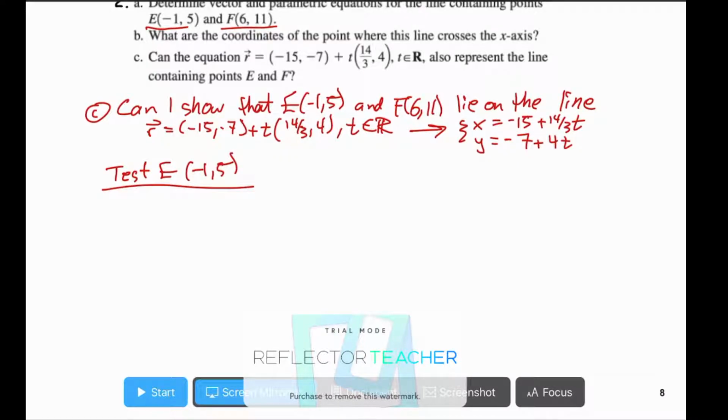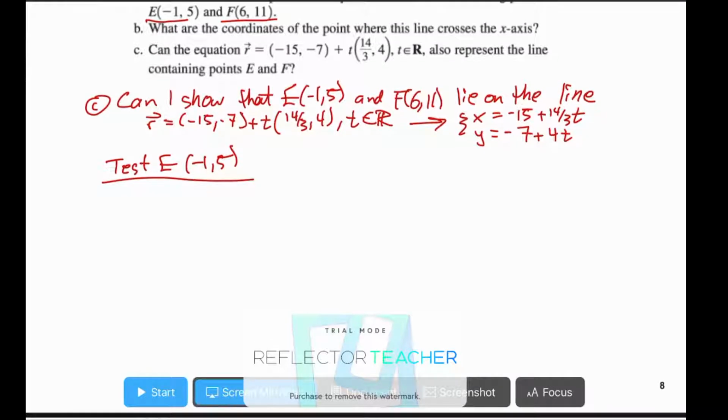Just like we just did, if x is equal to -1, let's find the value of t that works there. We're going to plug that into our x parametric equation for this line. So instead of x, I'm going to write -1 = -15 + (14/3)t. Let's solve for t. We're going to add 15 to each side, so we have 14 = (14/3)t.